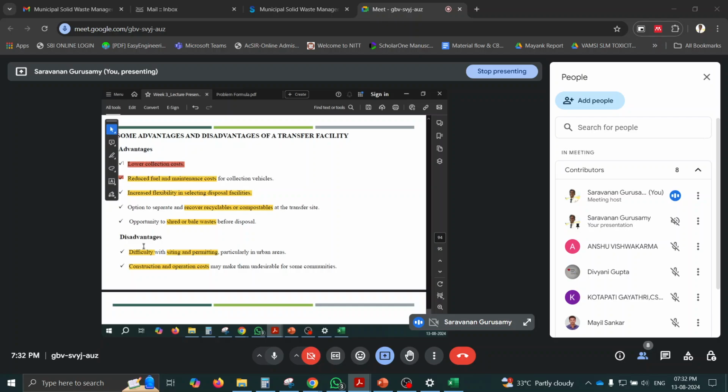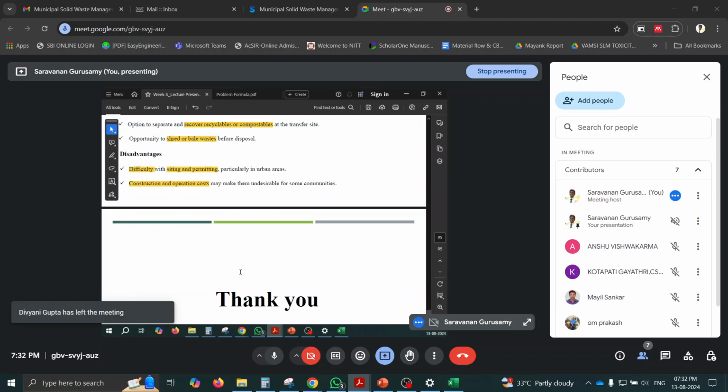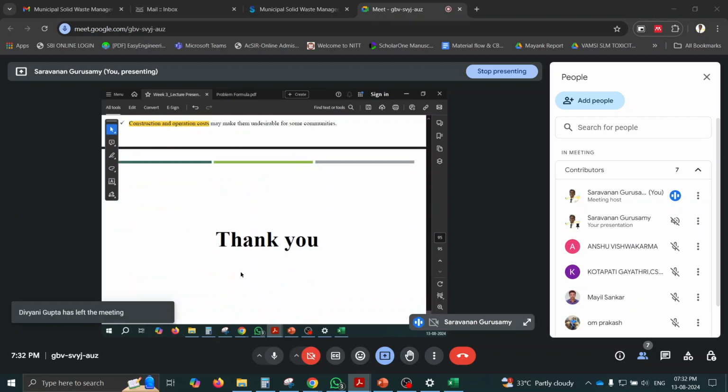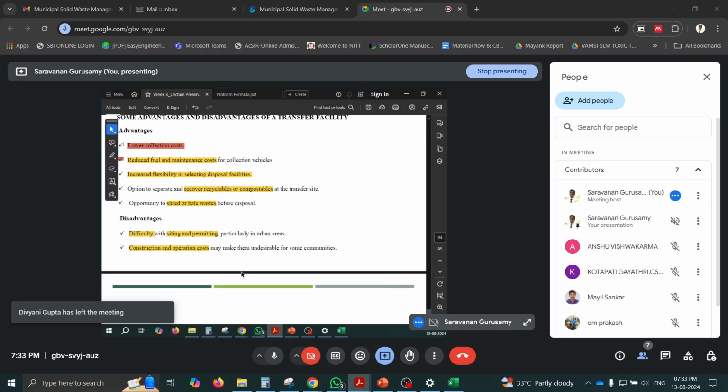But the disadvantages are difficulty with siting and permitting. People won't allow the construction of a transfer station in their premises. We can't construct any transfer station inside the city premises, so there is a problem with locating a site for the transfer station. Then construction and operation cost will again add to the solid waste management cost. These are some of the disadvantages related to transfer stations.